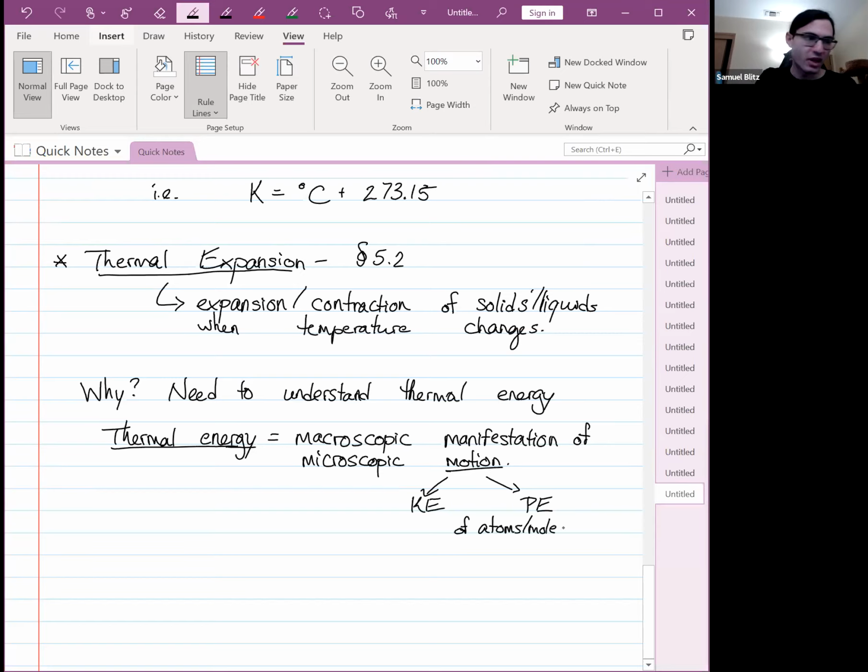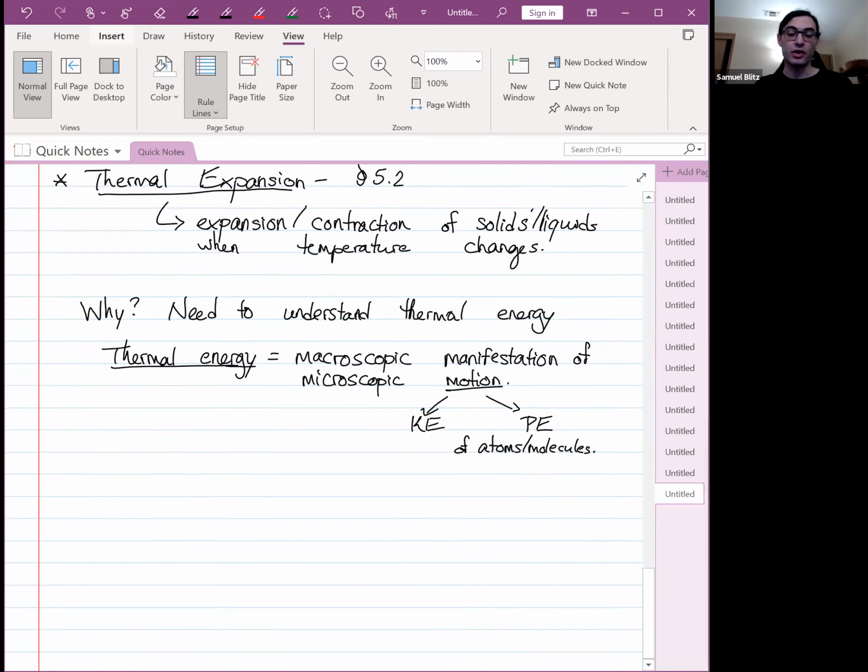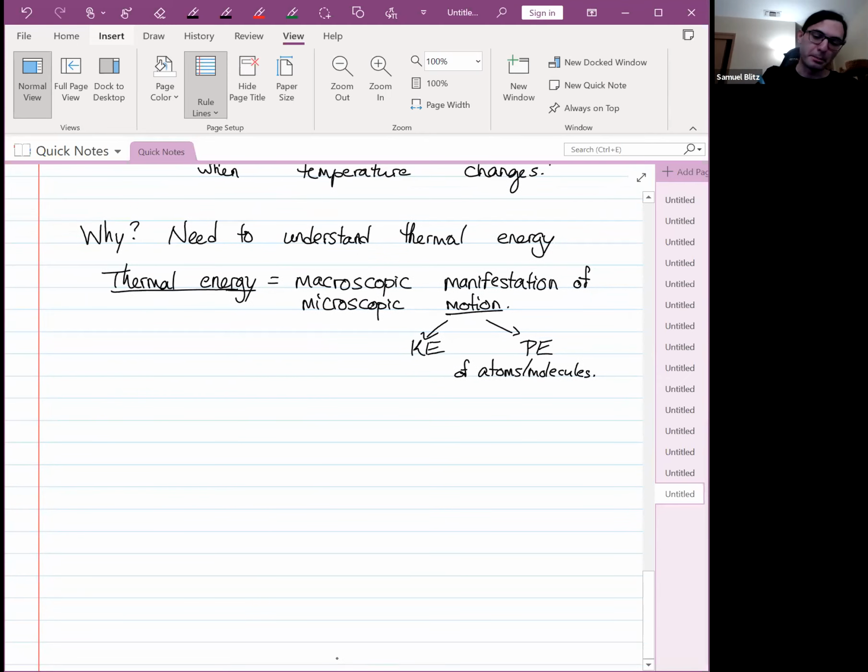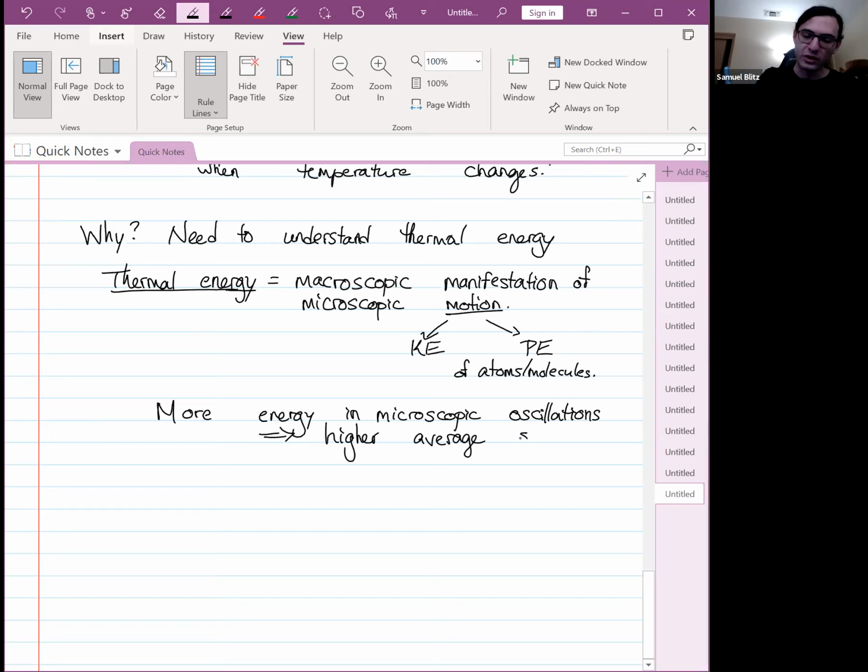depending on the system. And so a consequence of this observation that thermal energy can be viewed as just a macroscopic measure of a microscopic phenomenon is that the more energy there is in the microscopic oscillations, this is things like if the particles in the oscillations are moving faster or have more potential energy, this implies that there's a higher average separation between those two objects.